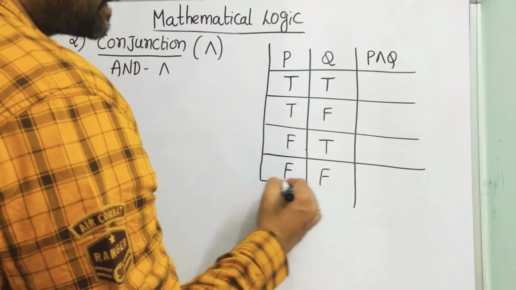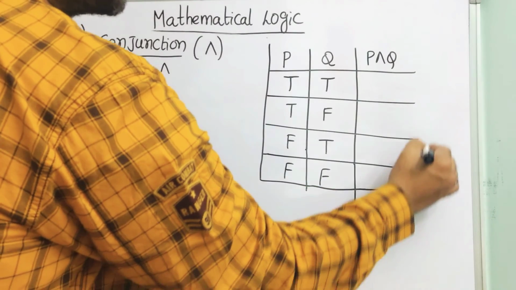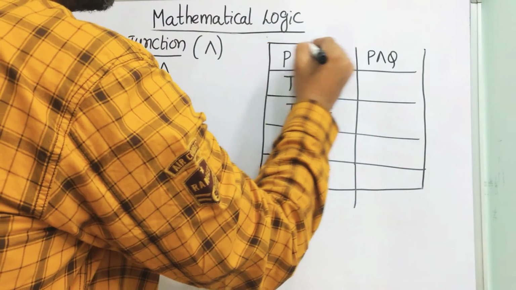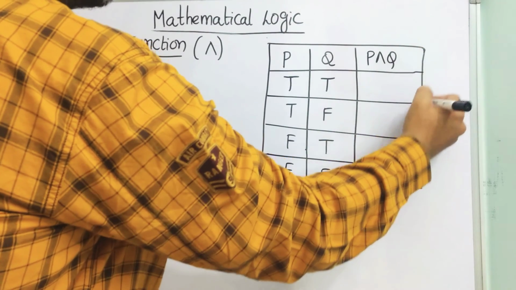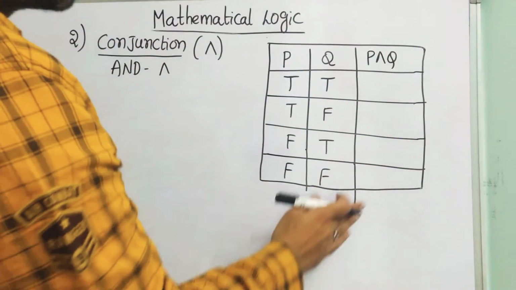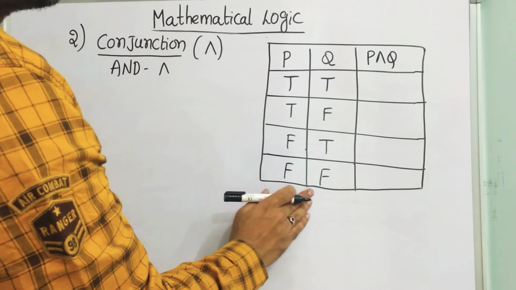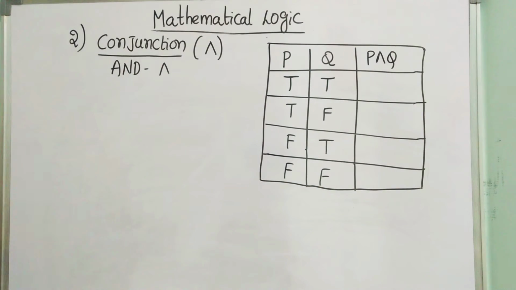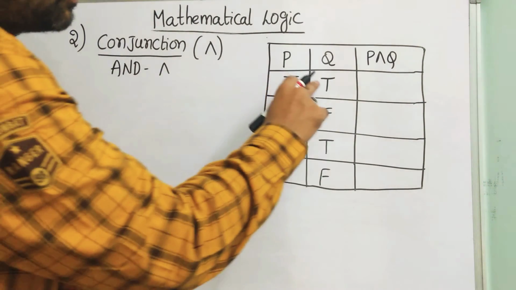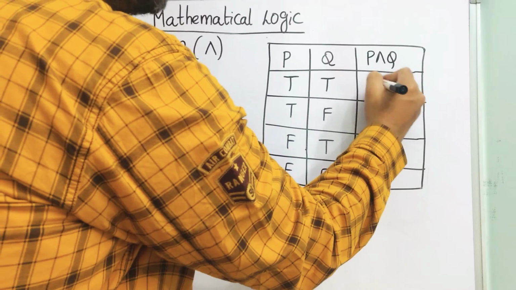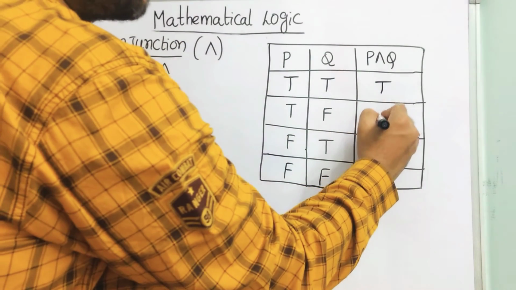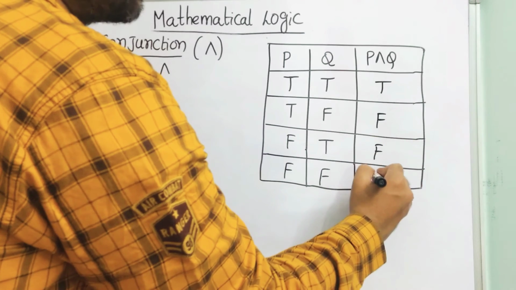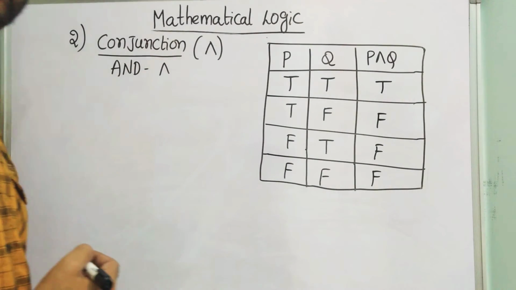So what is the result obtained in each of these cases here? Very simple. In the AND operation or conjunction operation, the result will be true if and only if both the inputs are true. So whenever both the inputs are true, then only the result will be true. In all other cases, it will produce false, like this.